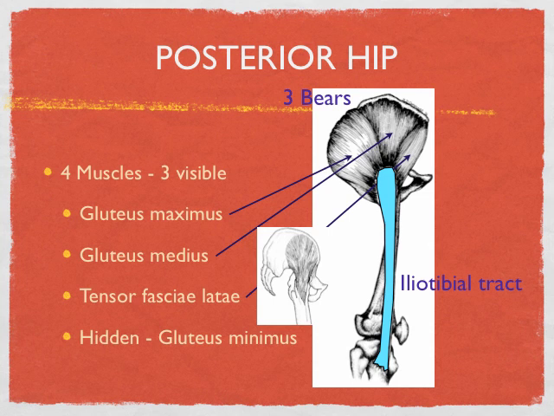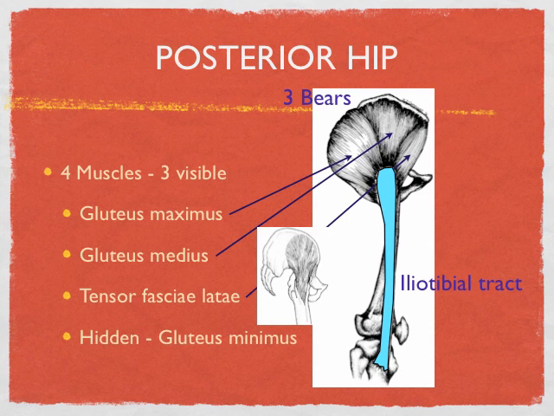It allows the tensor fasciae latae and part of the gluteus maximus to anchor into its superior end. Its inferior end is anchored down onto the lateral side of the tibia there. So those 2 muscles, part of gluteus maximus and tensor fasciae latae, are actually attached to the tibia, not up somewhere there in the hip. And when they pull, they pull on the tibia. So, kind of an interesting thing.